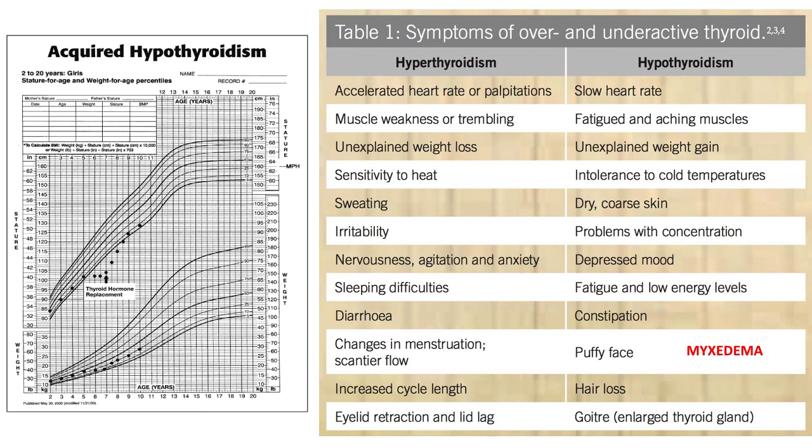Acquired hypothyroidism, what this little growth chart on the left-hand side is showing is the point at which a child acquired hypothyroidism and then began to be treated with thyroid hormone and how the growth picked back up. So you can see that when they became hypothyroid, their growth actually leveled out and stopped. And when they were treated, they picked back up and caught up to that trajectory. And this table just again lists some of the signs and symptoms of hypothyroidism versus hyperthyroidism.